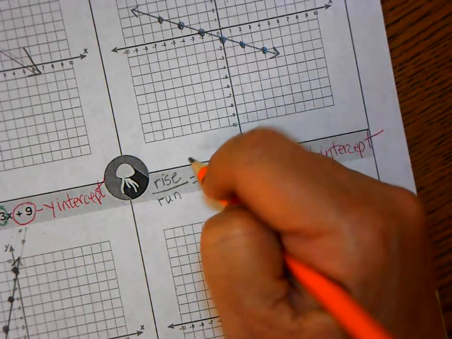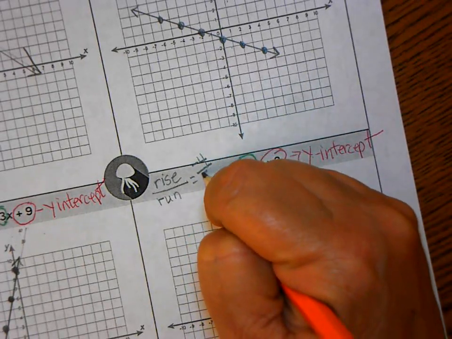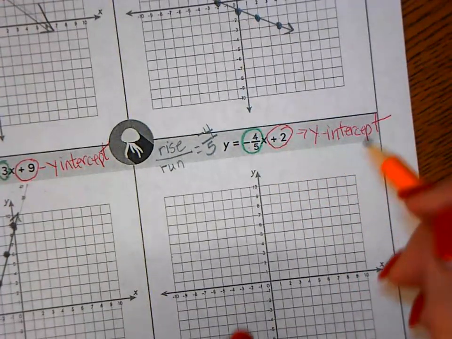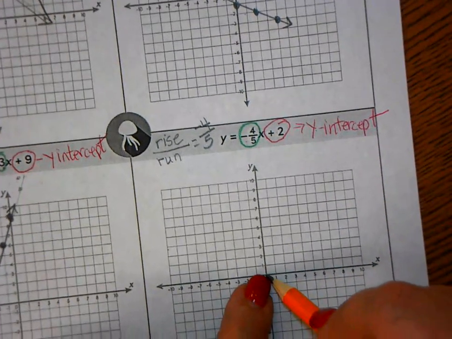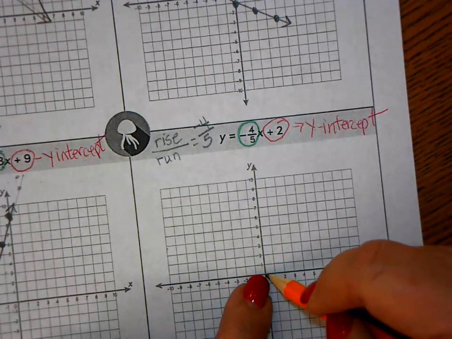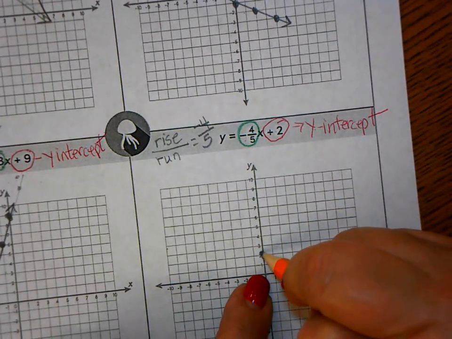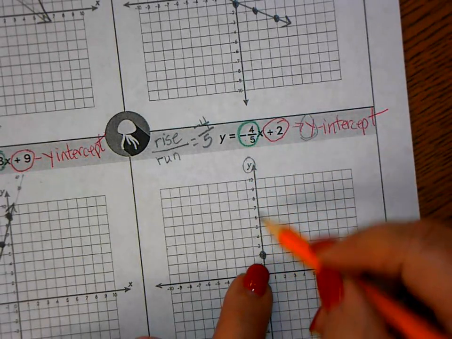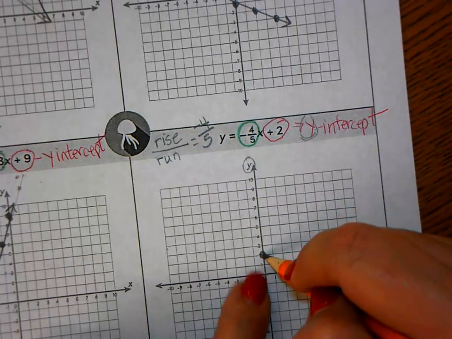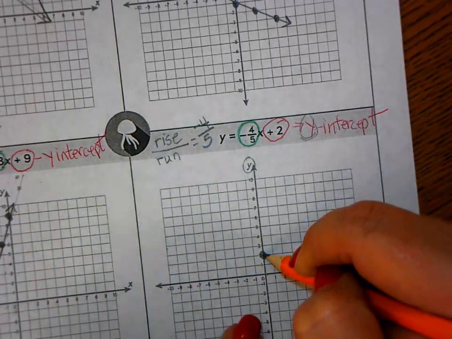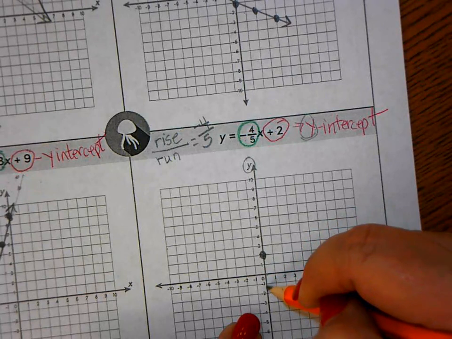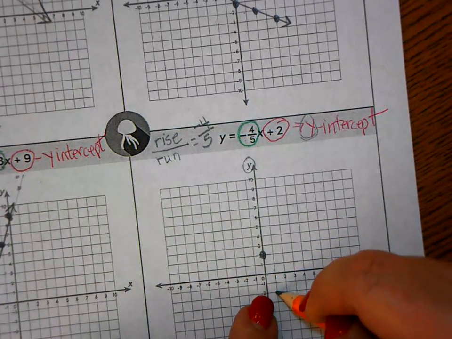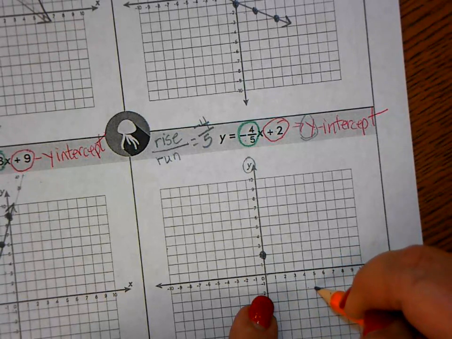So my rise is negative 4 over 5. So what kind of slope are you going to have? Very good. It's going to be a negative slope. Starting at my point of origin, I'm going to move up 2 on the y-axis. Now, my rise is negative 4 because it's negative. I'm moving down 1, 2, 3, 4, and I'm moving positive to the right 5. 1, 2, 3, 4, 5.